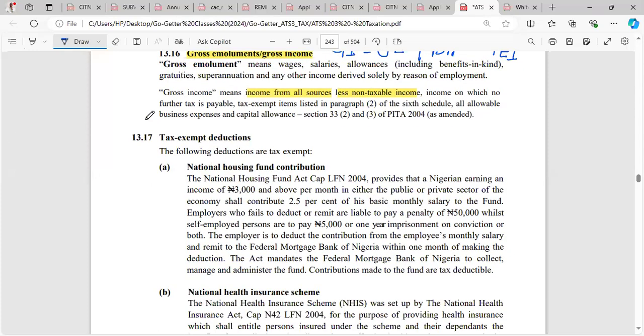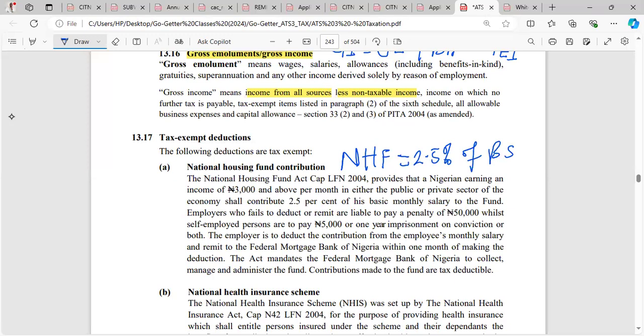Okay, so now we go to tax exempt deduction. The following deductions are tax exempt. We have National Housing Fund. We usually call it NHF. So if you see NHF or National Housing Fund, it provides that a Nigerian earning an income of 3,000 naira and above per month in either public or private sector shall contribute 2.5% of his basic salary. So the law says 2.5% of basic salary.